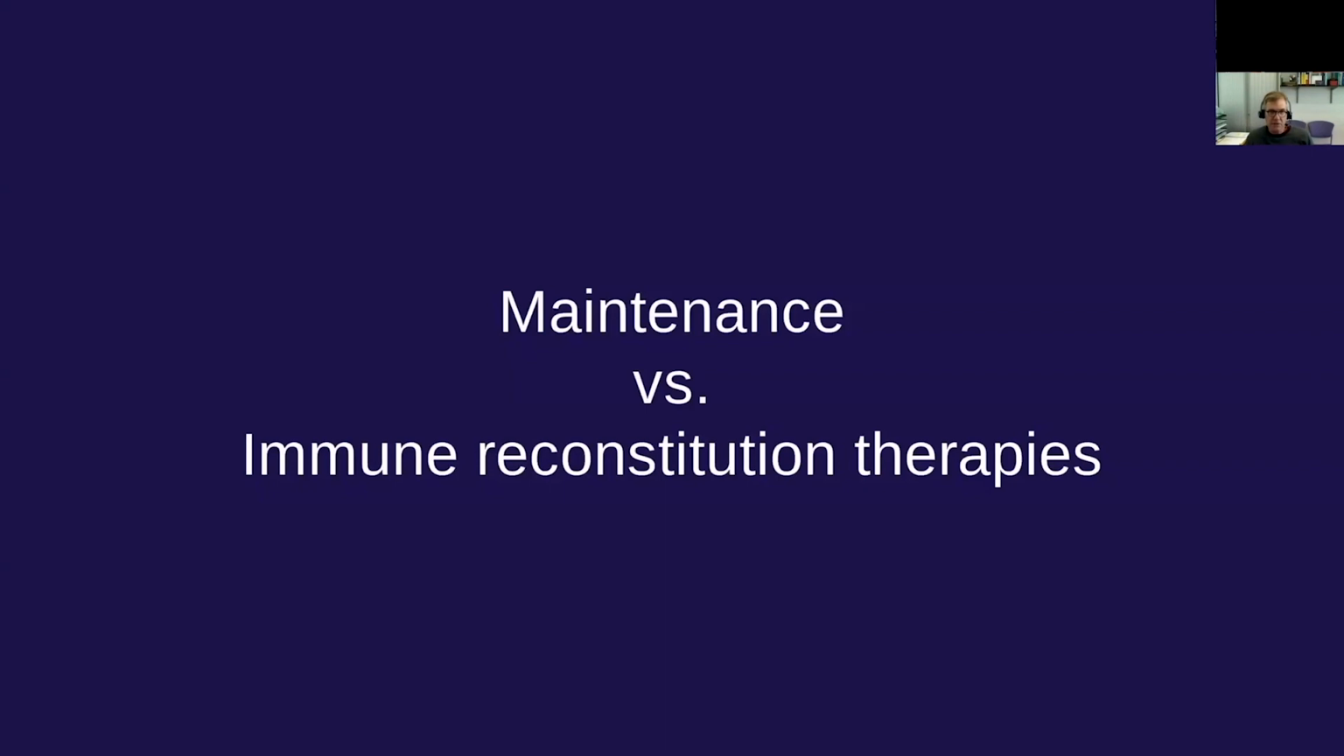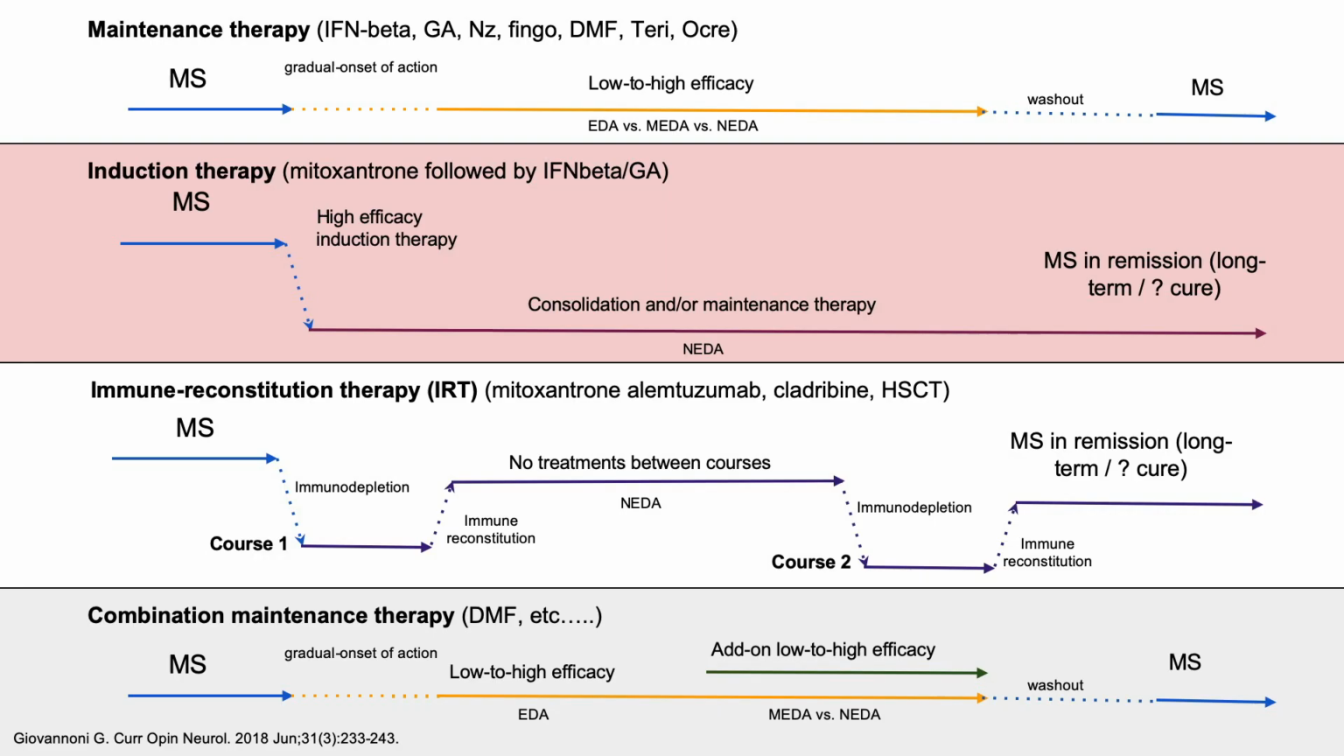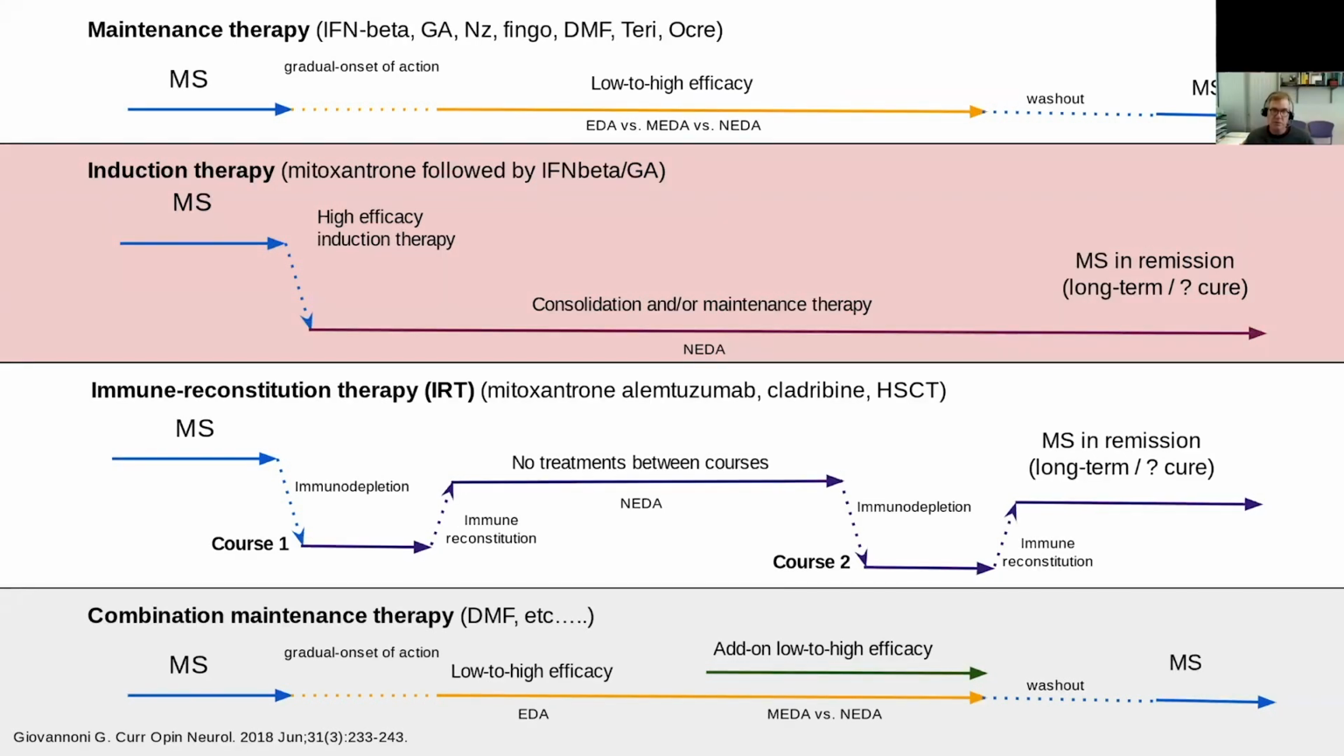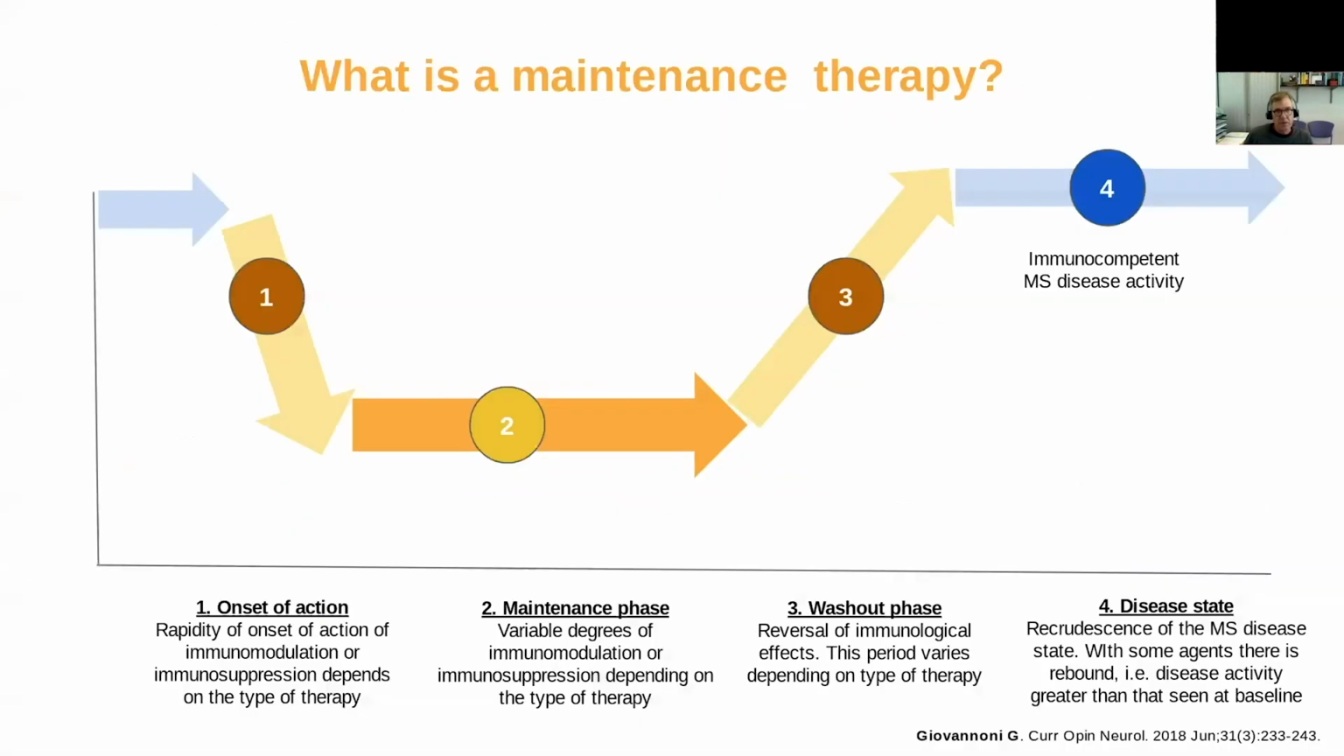Just some background. As you know, our treatments, I classify them as either maintenance, continuous treatments, or immune reconstitution therapies. And the difference between these is that maintenance therapy is given continuously, whereas immune reconstitution therapy is given as pulses. It could be one pulse, for example, with HSCT. With mitoxantrone, it's multiple pulses. And with alemtuzumab and cladribine, it's just 2 courses in year 1 and year 2. And you'd only give additional courses if there's breakthrough activity.